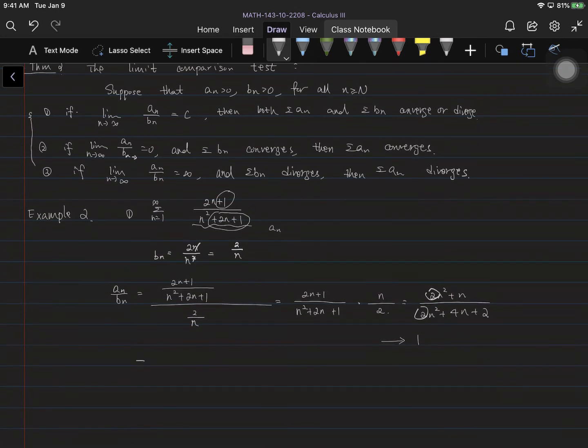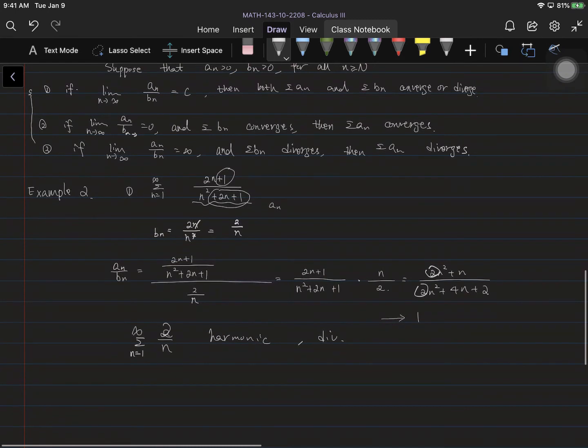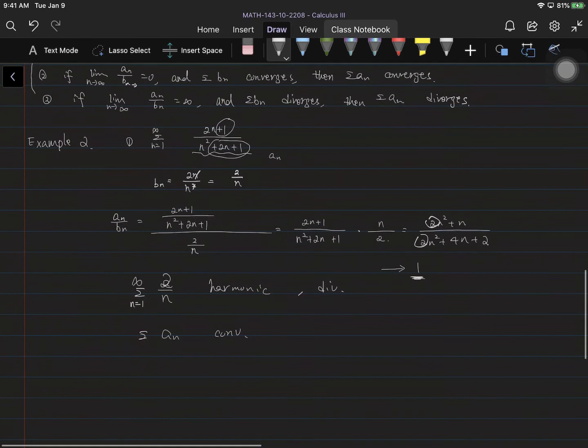And now let's take a look at our bn. Our bn is this series actually. This is what? Harmonic series, or you can say p series with p equals 1. And we know this diverges. Then our series, they have the same behavior because the limit is a constant number, so they both converge or diverge. So our an should be converge.